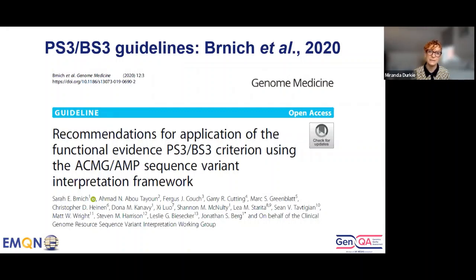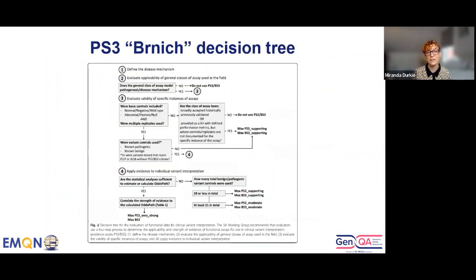Next slide, please. And again, they've made this fantastic decision tree to really take you through all the different steps that you need to assess whether the assay you're looking at is a robust, well-validated, good assay that you can score. So once you've gone through steps 1 to 3, then you can do some statistical calculations to calculate your odds of pathogenicity based on the total number of benign and pathogenic variants that were included in the study. Next slide, please.